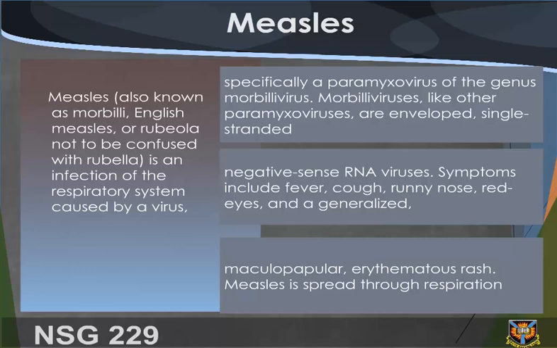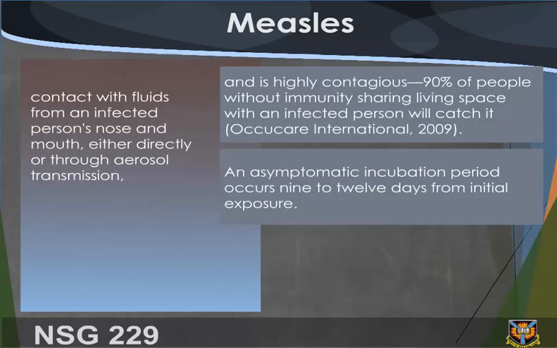Measles is spread through respiration, contact with fluid from an infected person's nose and mouth, either directly or through aerosol transmission, and is highly contagious. 90% of people without immunity sharing living space with an infected person will catch it. Okokere International, 2009. An asymptomatic incubation period occurs 9 to 12 days from initial exposure.